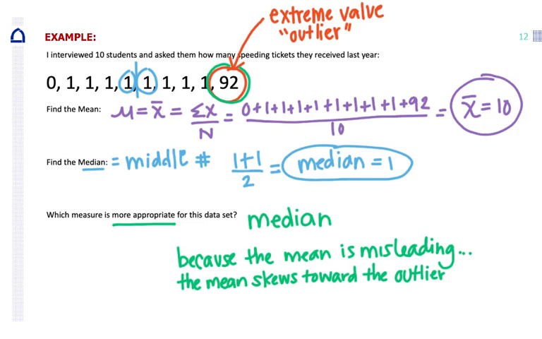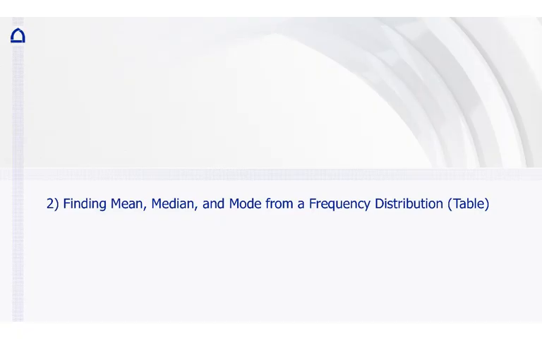His 92 speeding tickets makes it seem like the average, or the center of the data, is much higher than if we had used the median. So the median is more appropriate when we have an extreme value. Okay, so that was raw data, that was the basics.